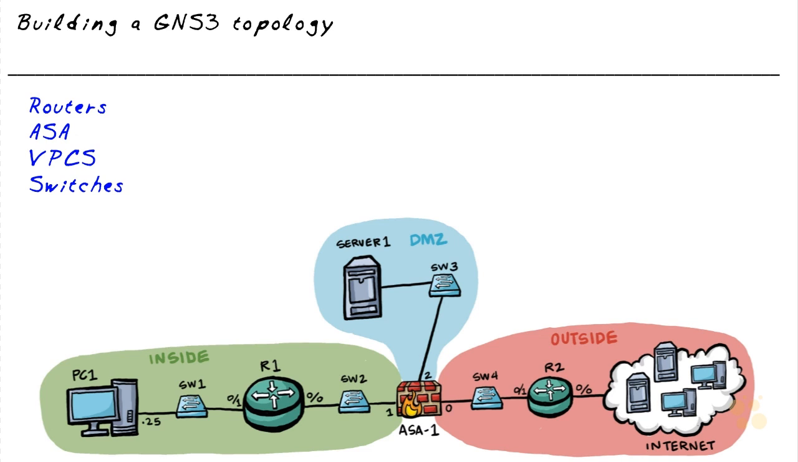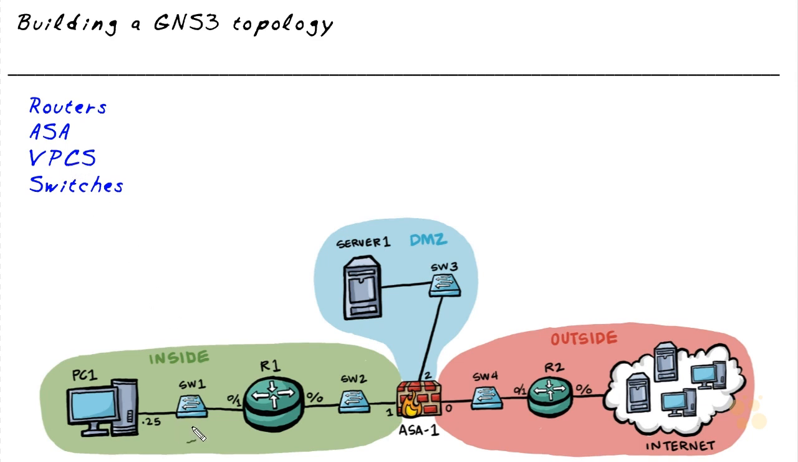And GNS3, for me anyway, is one of the most convenient ways of doing that. So we're going to build this topology. We're going to add some Cisco IOS routers. We're going to plug in an ASA here in the middle. We can set up some virtual PCs with the VPCS software that came as part of GNS3.